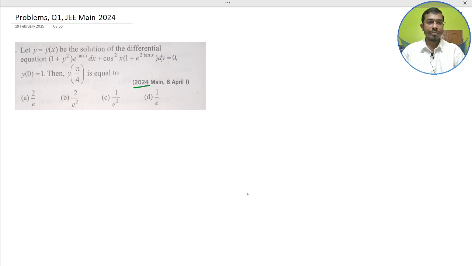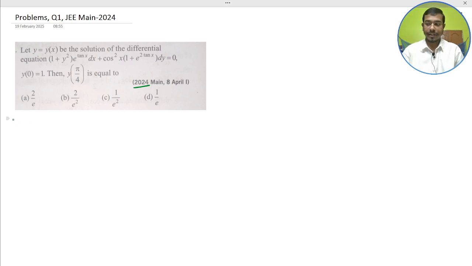Let y equal to y(x) be a solution of the differential equation (1 plus y square) e to the power 10x dx plus cos square x (1 plus e to the power 2 tan x) dy equal to 0, and the boundary condition is y(0) equal to 1. Then you have to find y at pi by 4.